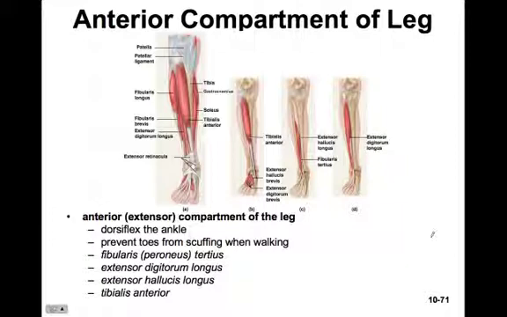As we move down into the lower leg, let's look at the anterior compartment. This compartment's involved in dorsiflexing the ankle. It prevents the toes from scuffing as we walk. It involves the fibularis or peroneus muscle, the extensor digitorum longus, the extensor hallucis longus, and the tibialis anterior. The most notable is the tibialis anterior. But also you'll note fibularis longus, fibularis brevis, extensor digitorum longus.